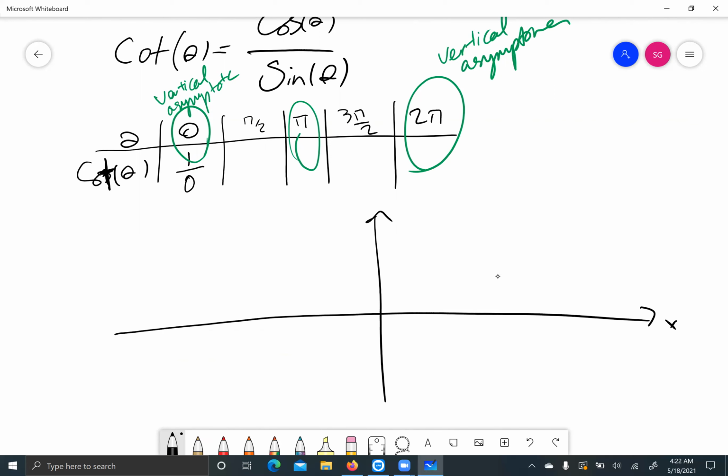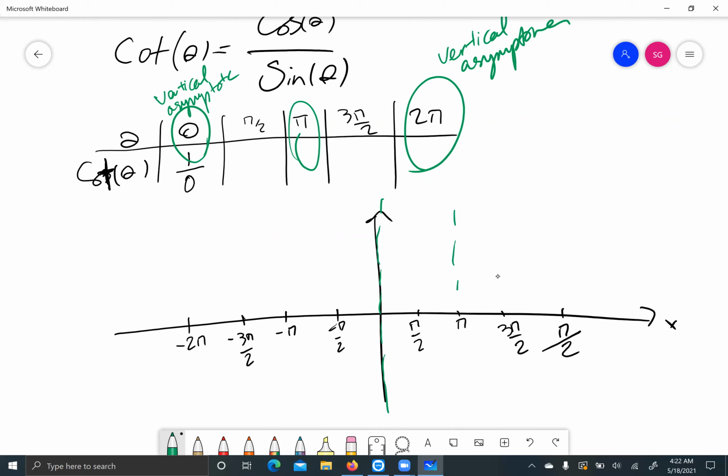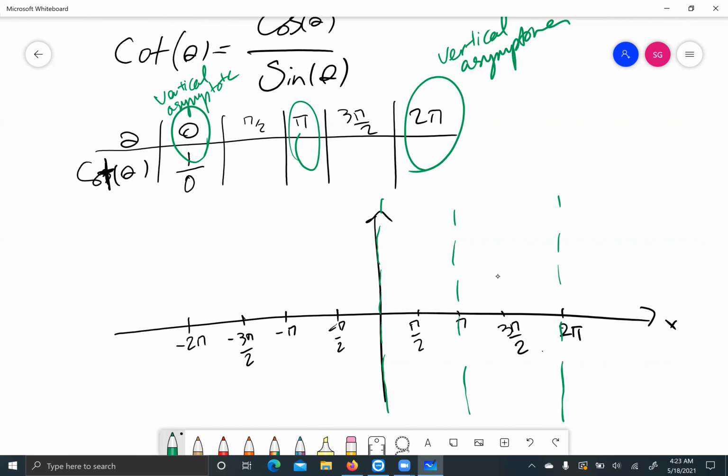we're going to have vertical, let's say this is pi over 2, pi, 3 pi over 2, 2 pi, and also the same thing here, negative pi over 2, negative pi, negative 3 pi over 2, negative 2 pi. Vertical asymptotes happen at 0, at pi, at 2 pi. Because sine is 0 at these angles, the denominator becomes 0. So these are the vertical asymptotes.